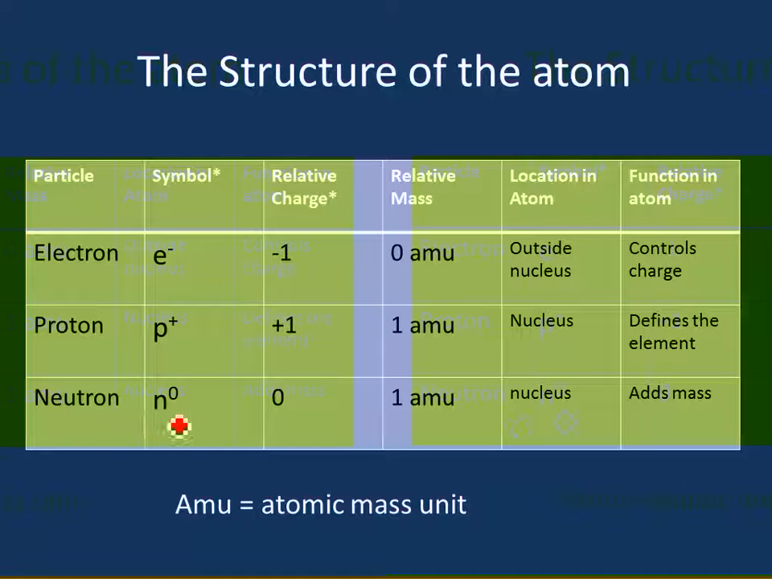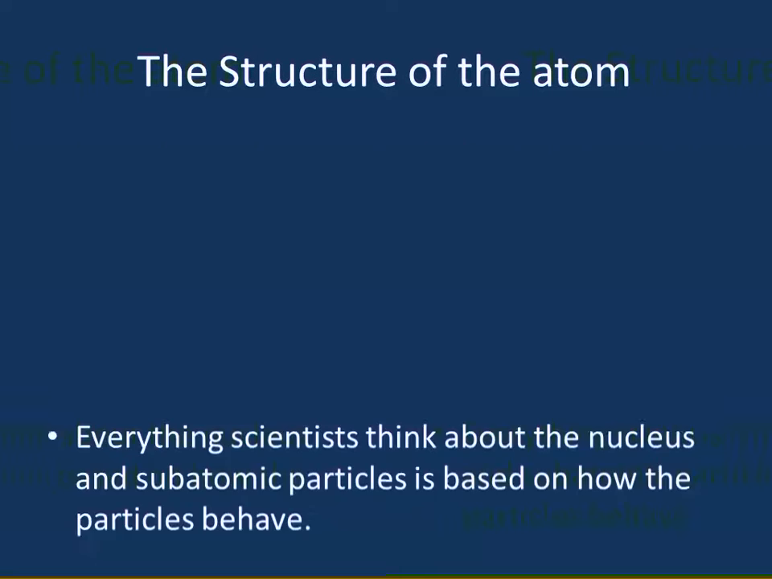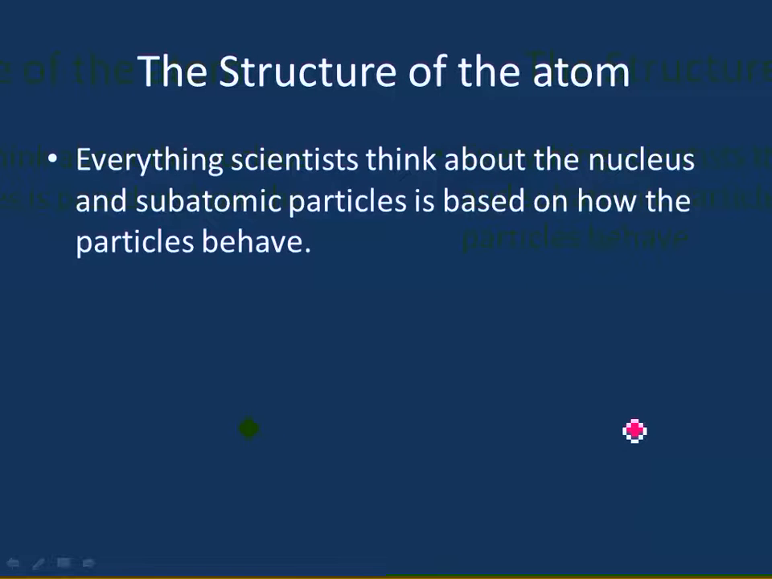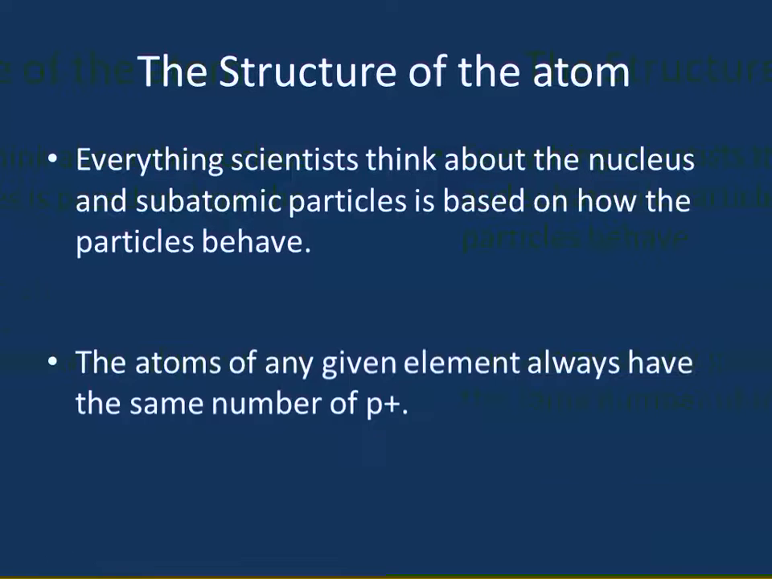The neutron is also in the nucleus. It has mass, but it has 0 charge. What it does, its function, is that it adds mass or subtracts mass from the atom. Everything scientists think about the nucleus and everything that we know about it is based on how these particles behave in relation to each other.